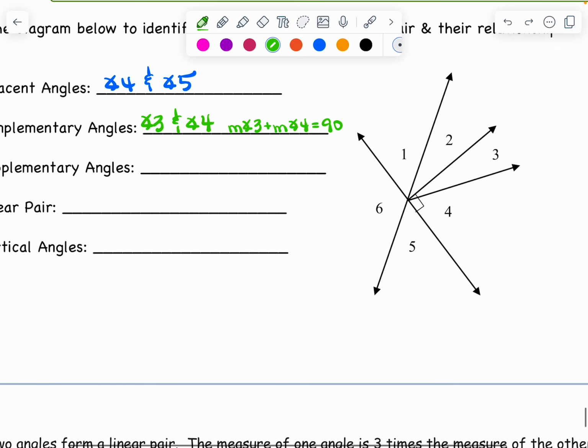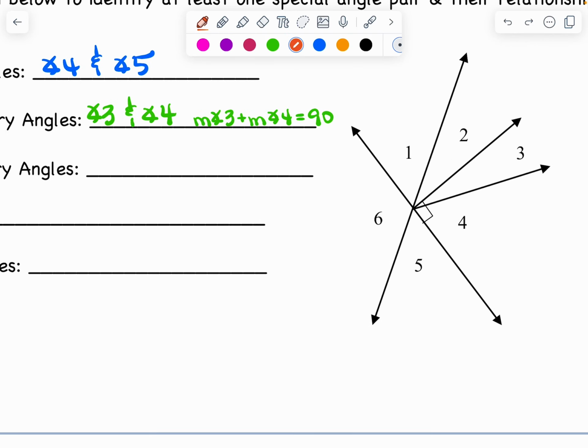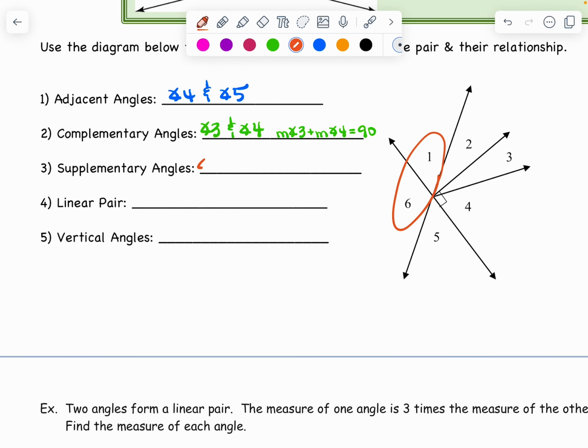All right, the next one is supplementary. So I'm looking for two angles that form a line. Well, there's a couple of options here. I'm just going to pick angle 1 and angle 6, which of course their relationship is that I should be able to add them together and they equal 180 degrees. So it's all about the relationship that allows me to set up an algebra equation.